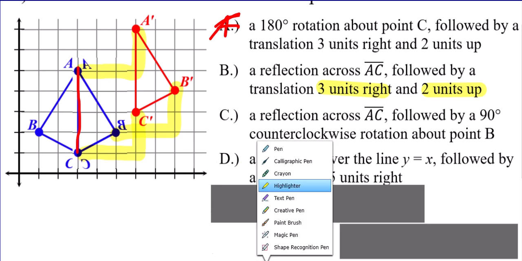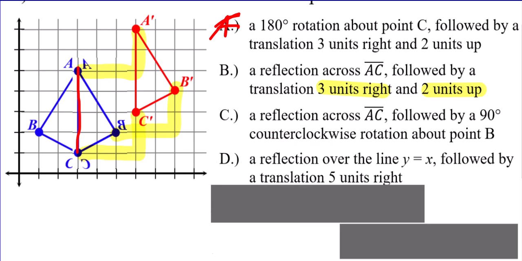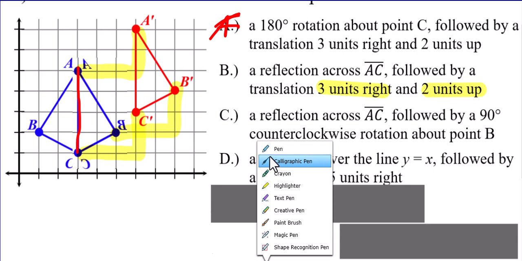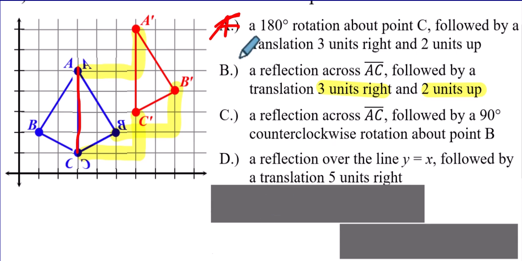So, ding, ding, ding, ding, ding. Choice B is our correct answer. If I could actually choose the correct pen here, I would go ahead and circle it. Now, let me go ahead and erase all this other stuff that I just did.